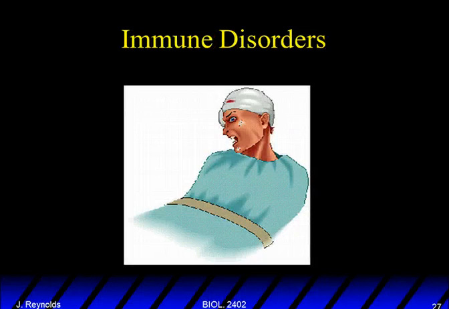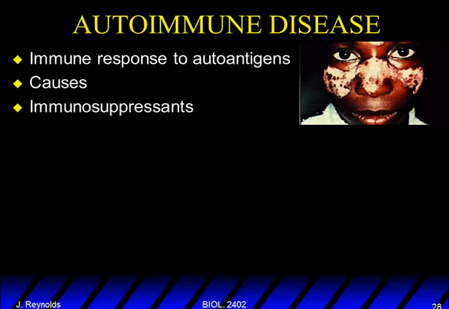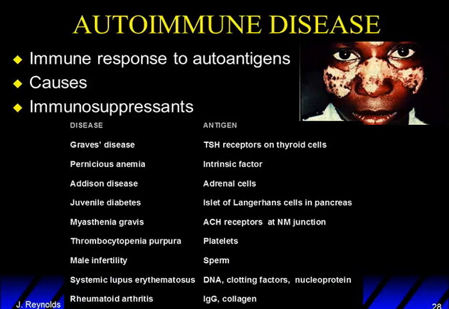Okay, just fleetingly, immune disorders. Again, you're going to have this in much more detail in microbiology. Autoimmune disease. Your immune system reacts to autoantigens, self-antigens. They could be antigens on your thyroid gland. They could be antigens on sperm. They could be antigens to the synovial membrane. They could be antigens on the outside of cells. They could be antigens on DNA.